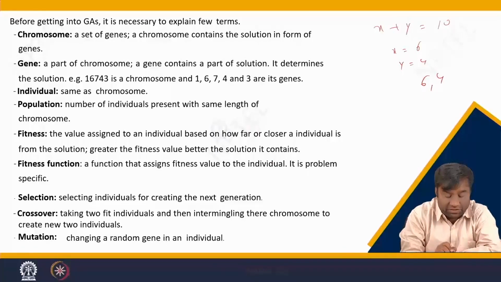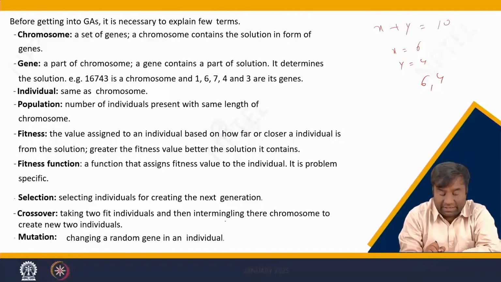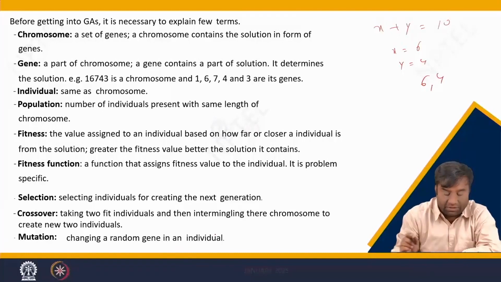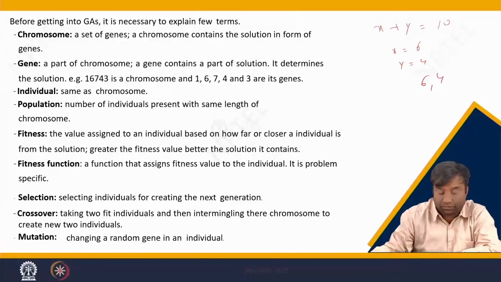Selection means selecting individuals for creating the new generations. Crossover is taking two fit individuals and intermingling their chromosomes to create new individuals. Mutation is changing a random gene in an individual.